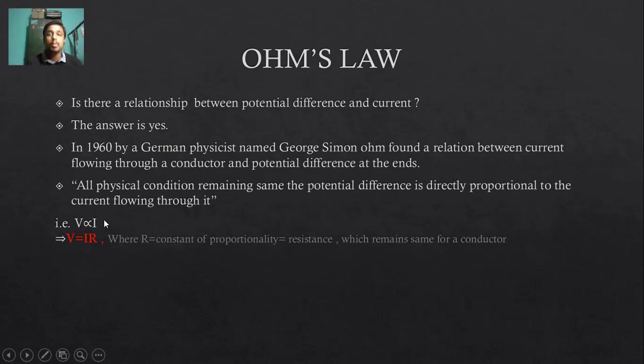That is, V is directly proportional to I, or V is equal to IR, where R is the constant of proportionality, called resistance, which remains the same for a conductor. Have you got it now?